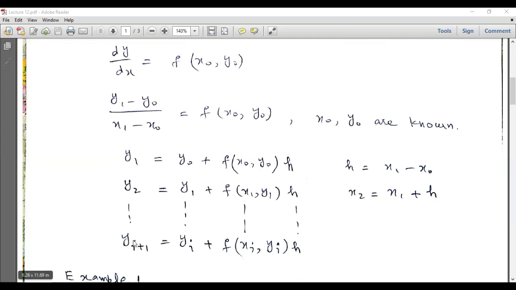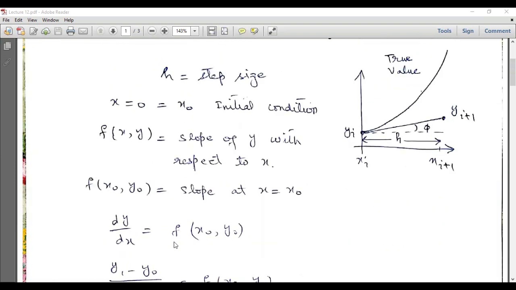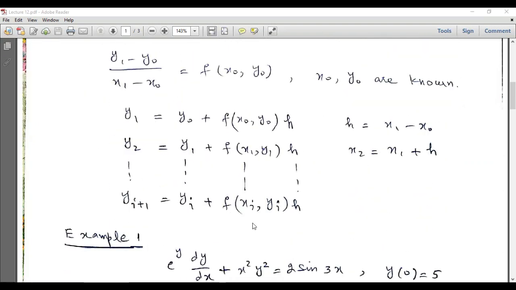So we can evaluate all the values of y, and then we can plot them, so that will give us the actual solution of the differential equation in graphical form. So we will get the solution in graphical form, but not the analytical expression, in numerical differentiation.